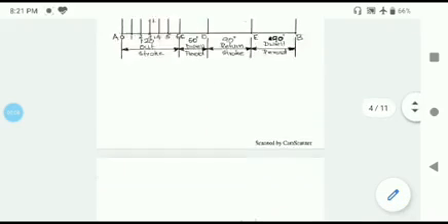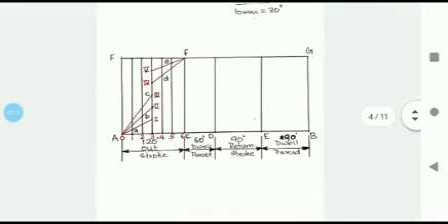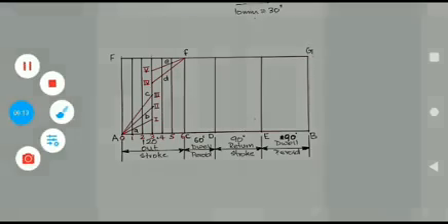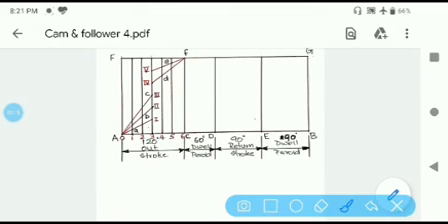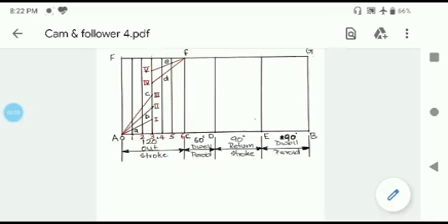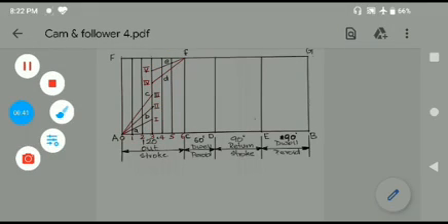Then what you do is you join A with 1, A with 2, A with 3, then F with 4 and F with 5.